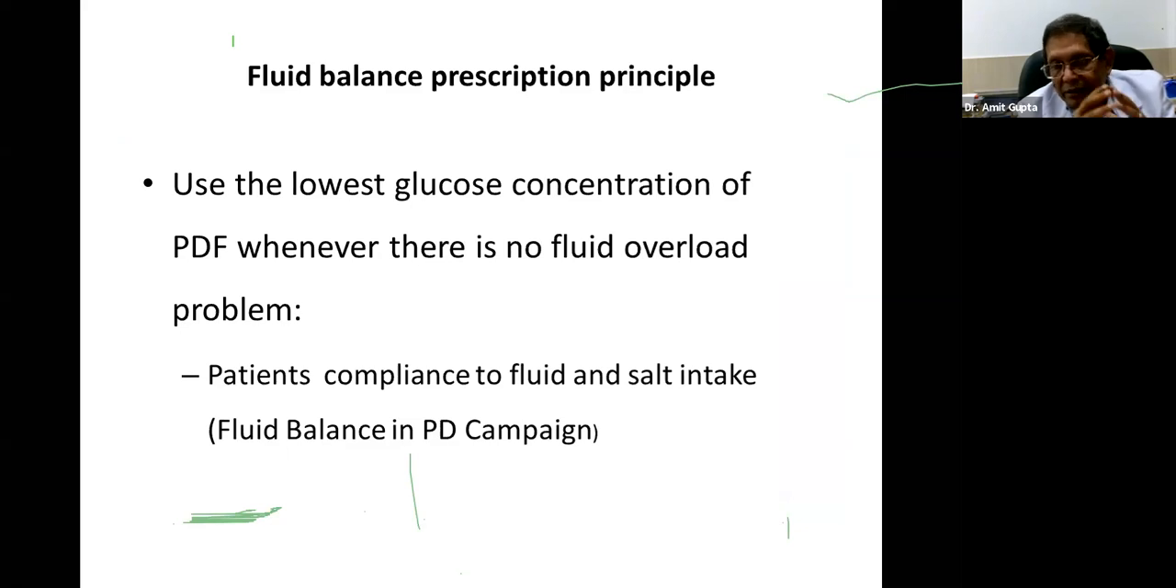Generally, it is recommended that you use the lowest glucose concentration of PD fluid whenever there is no evidence of fluid overload. And you must insist, you must tell your patient about compliance to fluid and salt intake. This is extremely important. The salt intake has to be restricted and the patients have to be told about restricting their fluid. This restriction of fluid and salt intake is much more in patients on hemodialysis as compared to those on peritoneal dialysis. But even patients on PD, you have to ask them to restrict their fluid intake and salt intake as well.